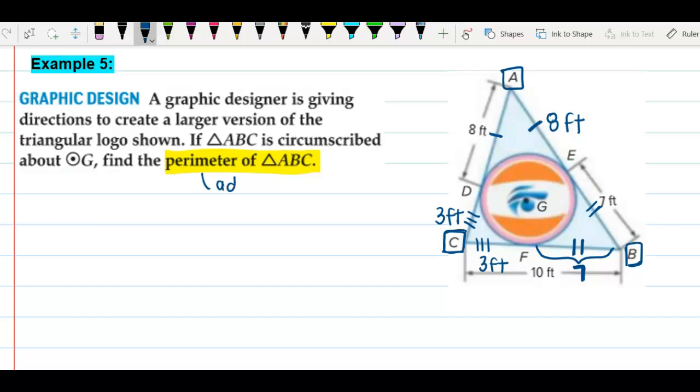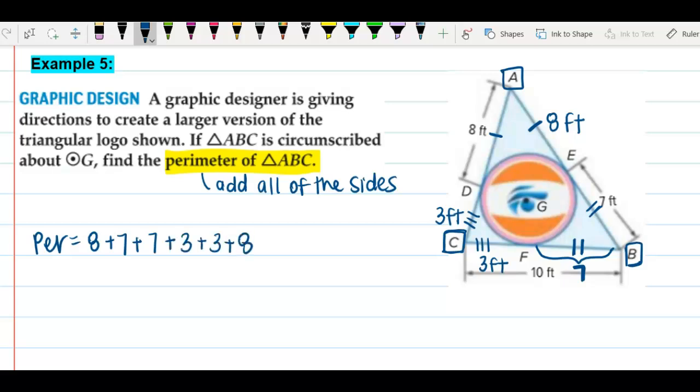Remember, perimeter, we need to add all of the sides. So if I just start at A and start adding, I would have 8 plus 7 plus 7 plus 3 plus 3 plus 8. And I'm going to put that in my calculator. So that gives me 36, and my units would be feet. And that is it for part 1 of step 29.